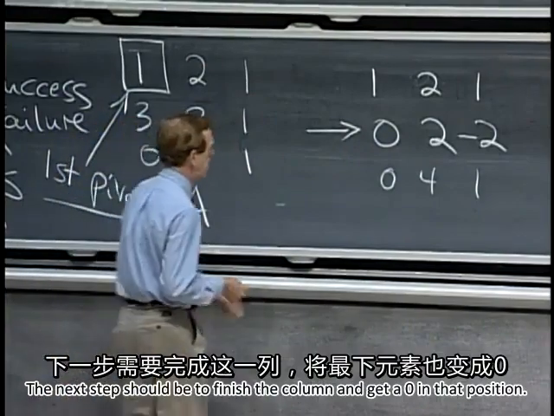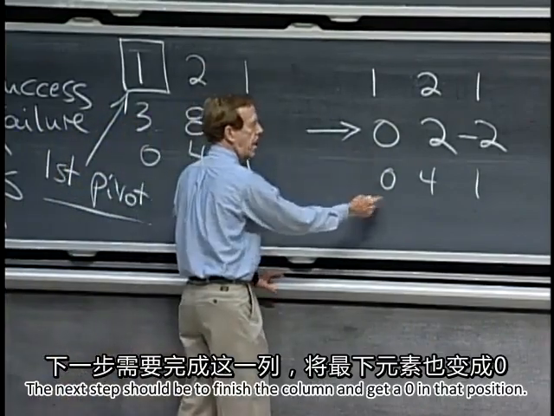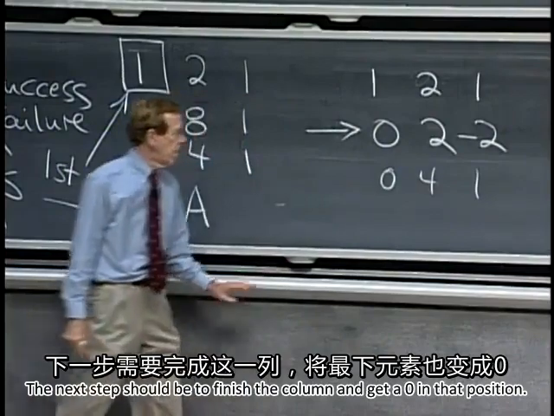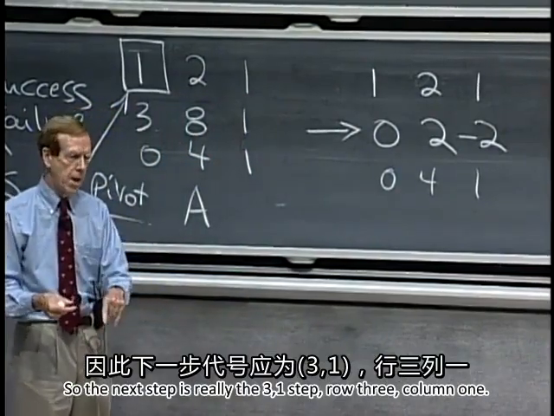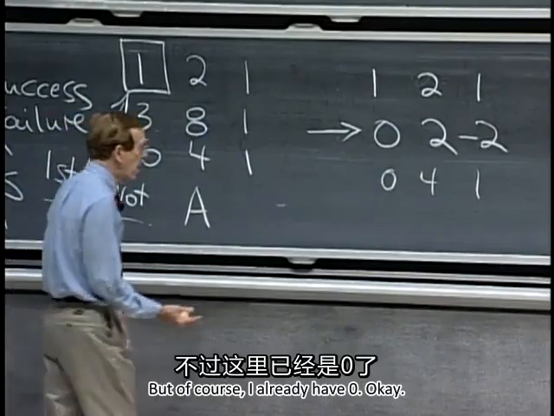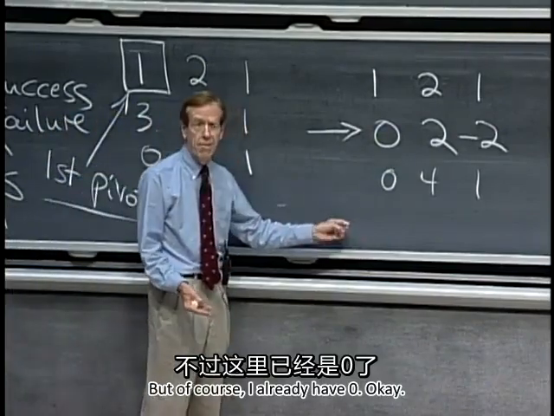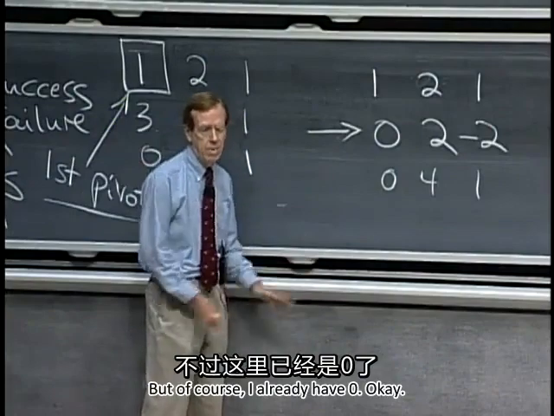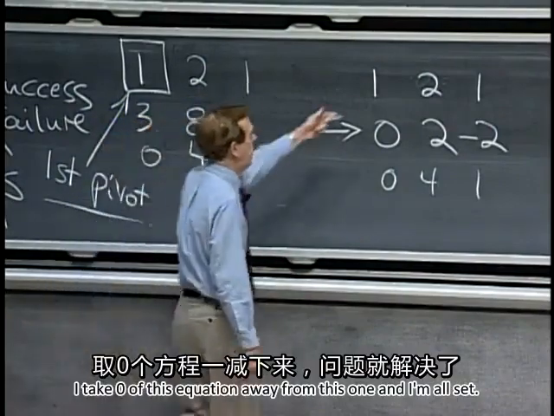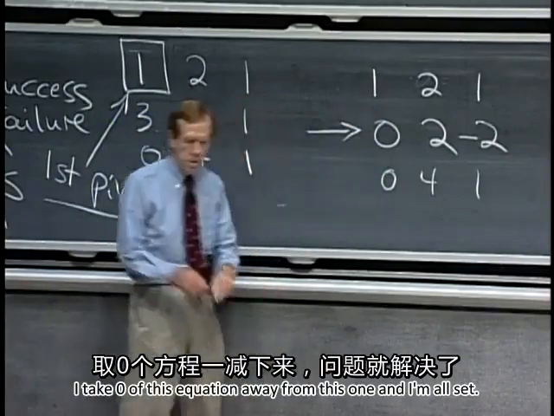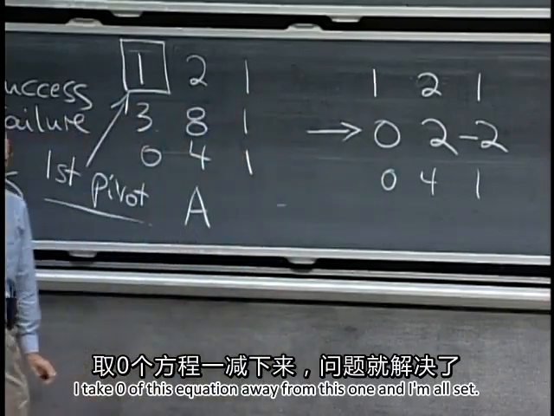The next step should be to finish the column and get a 0 in that position. So the next step is really the 3, 1 step, row 3, column 1. But of course, I already have 0. Okay, so the multiplier is 0. I take 0 of this equation away from this one, and I'm all set.